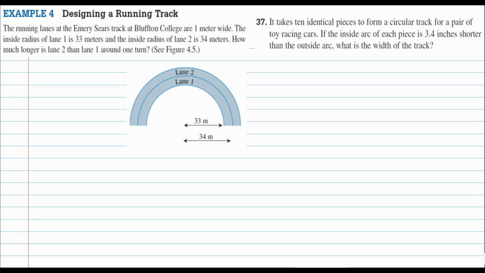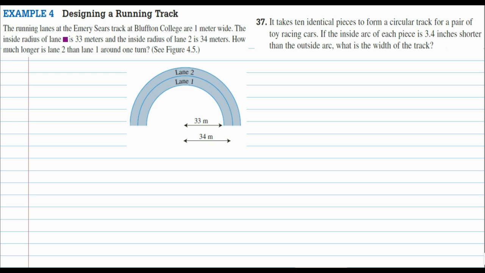I don't know if any of you have run track or have seen track run or have seen the Olympics one day, but on a lot of races, the runners start out at different lengths, and that's because they're in different lanes and the outside lanes have to run farther. So they get a head start, if you will, but at the end of the race, they all end up running the same length because they have to run outside the longer piece but get a closer starting point. So the running lanes at the Emory Sears track at Bluffton College are 1 meter wide.